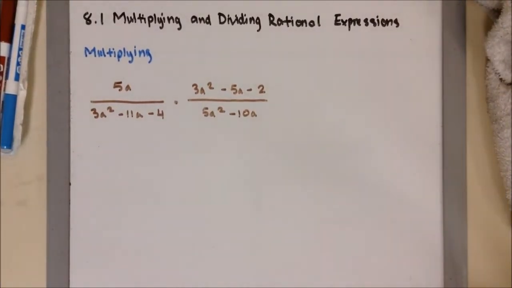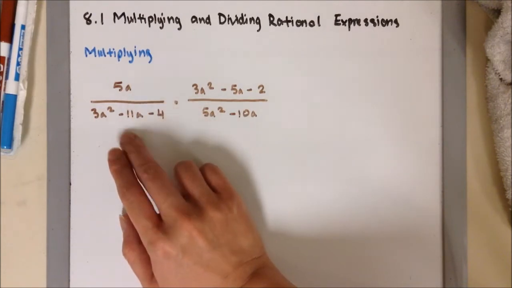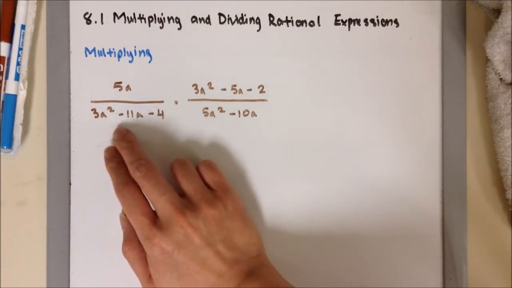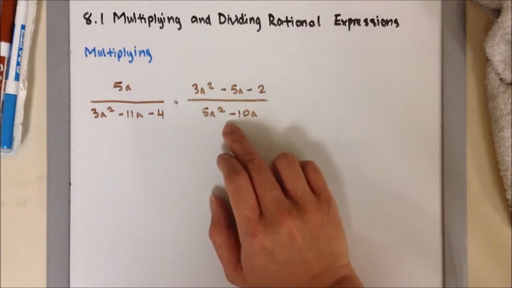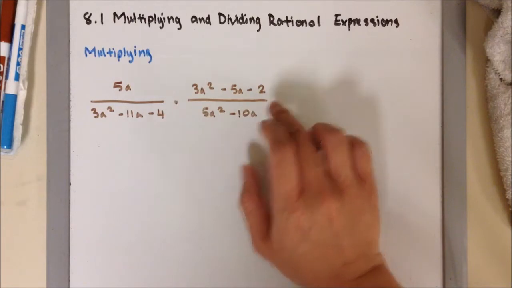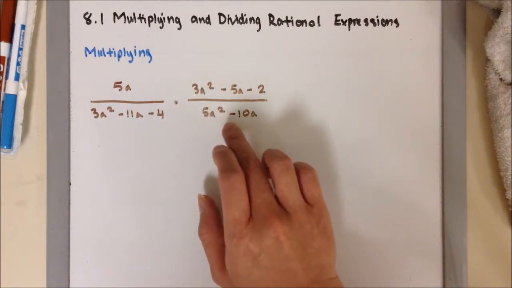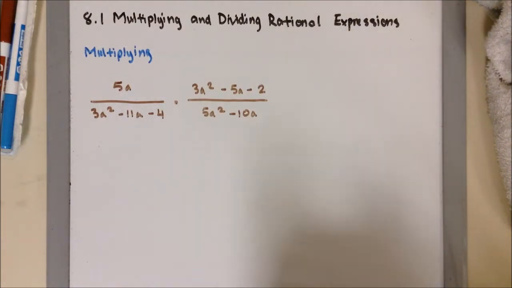In this example, we have another rational expression, so let's take a look at the first fraction. We have 5a over 3a squared minus 11a minus 4 times the second rational expression, which is 3a squared minus 5a minus 2 over 5a squared minus 10a. Now, you're going to use the same technique, basically check which part you can factor.